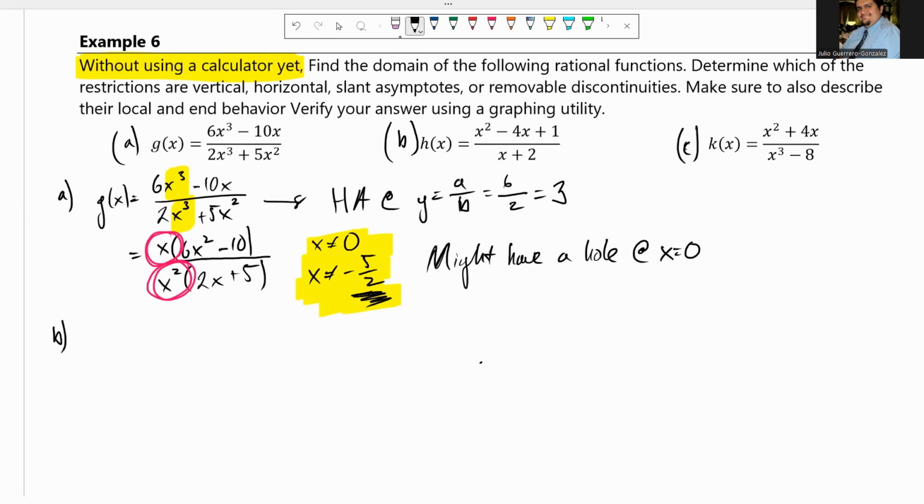So if you take a look at h, right? x squared minus 4x plus 1 all over x plus 2. The degree of the top and the degree of the bottom, they are different. The degree of the top is bigger by 1, right? So this automatically says we have a slant asymptote.